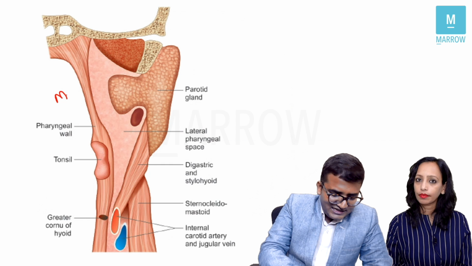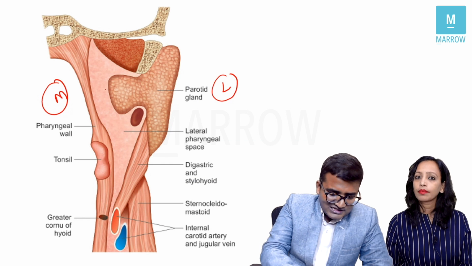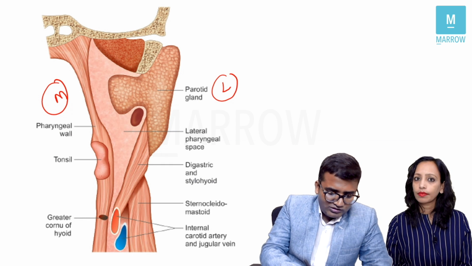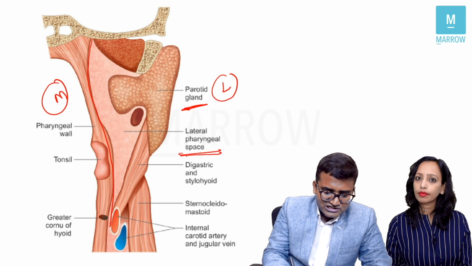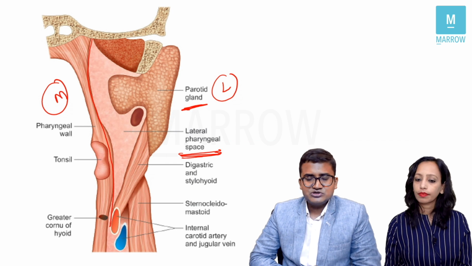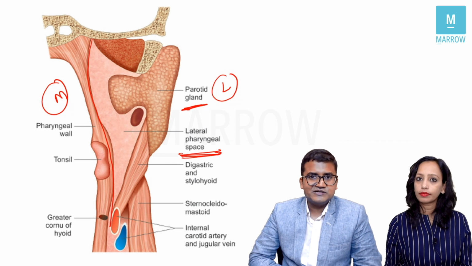Now this is the medial side. Again, this is the lateral side. So on the medial side, you are seeing the pharynx, that is the lateral wall of the pharynx. That is the buccopharyngeal fascia here. And laterally, you are seeing the parotid gland. And this is our parapharyngeal space. Now, these are the things you have to know about the parapharyngeal space anatomy.